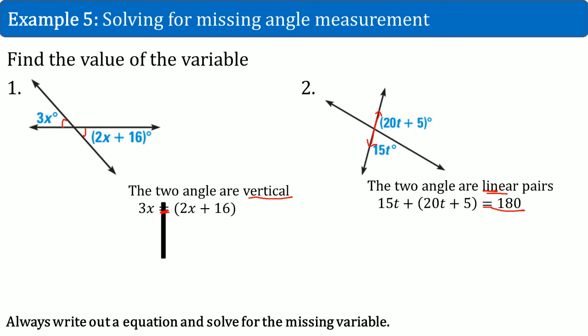All right, now let's just solve for it. I draw the line here to separate it. I'm going to subtract 2x to both sides. The 2x here cancels out. You get x is equal to 16. So the x in this case is 16.